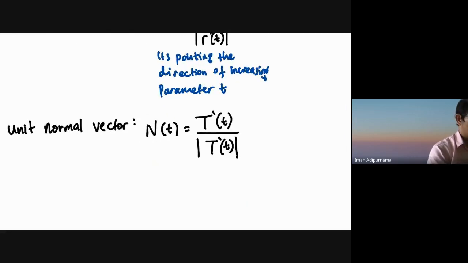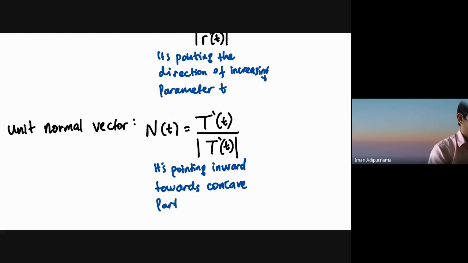Now, how can we visualize? Let me write some words here. So it's pointing inward towards concave part of curve C. Okay. What does it mean?